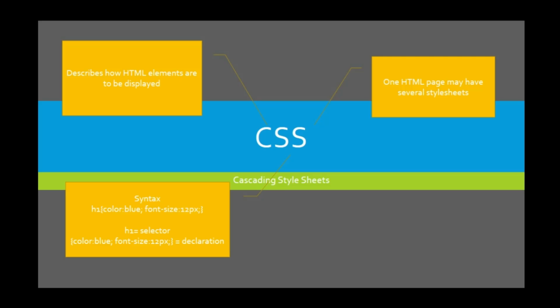One page of the HTML document may have several style sheets. You can add multiple style sheets in one page of the HTML file. The same thing for CSS. It must have the selector, H1, and the declaration inside the curly bracket. For example, here we have color blue, font size 12 pixel. This one is the value, and this one is the name of the declaration.